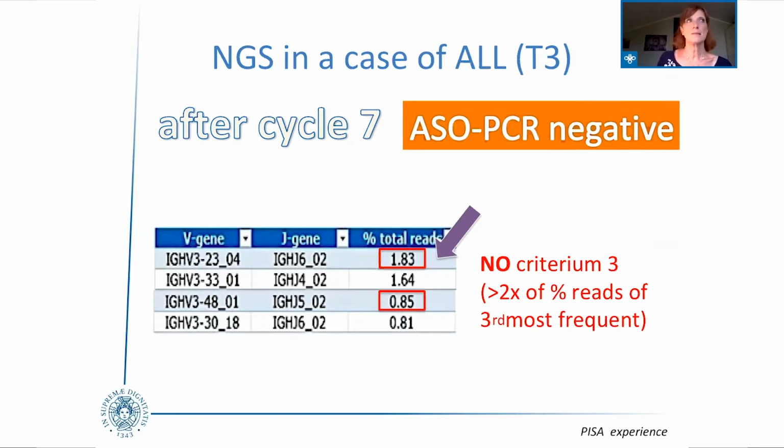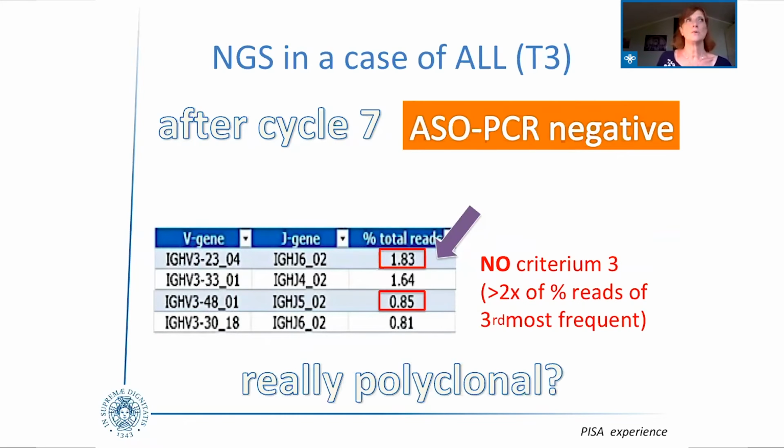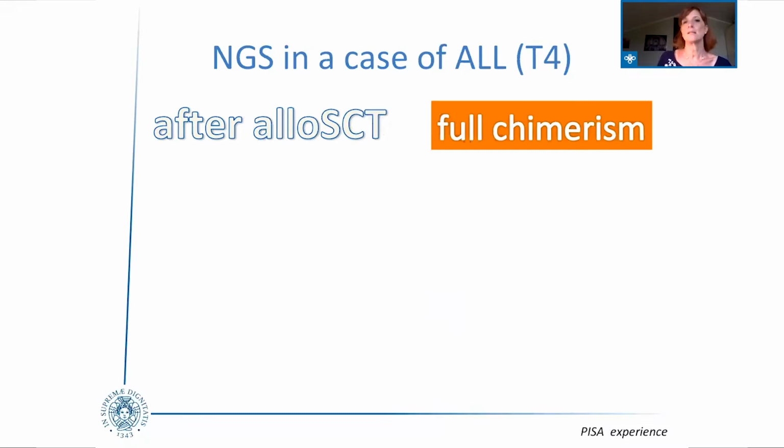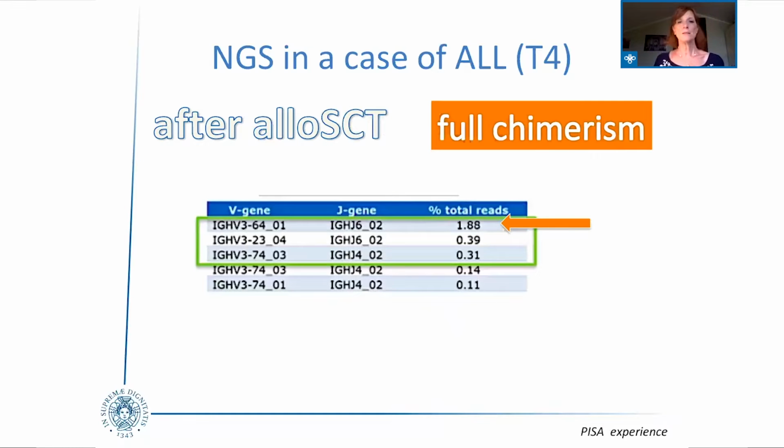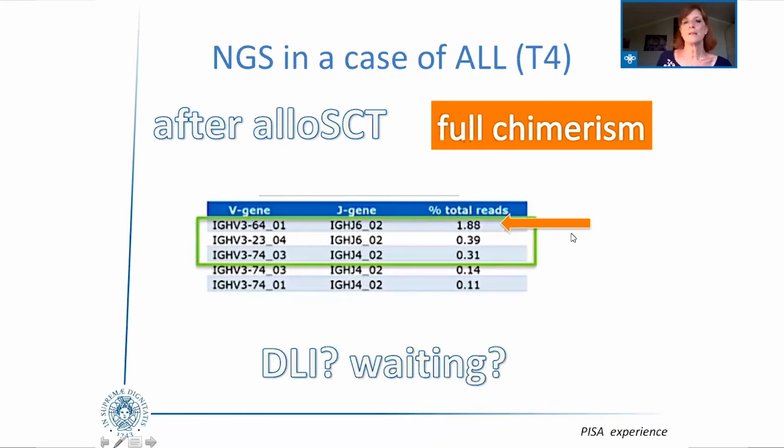But we discussed this case and we decided to consider him as monoclonal, and he received allogeneic stem cell transplantation. Was it good? The patient achieved full chimerism, but during the follow-up, we observed by NGS the reappearance of a very small orange clone. We discussed the possibility of performing donor lymphocyte infusion, but we were worried about the risk of chronic GVHD, and so we decided to wait.